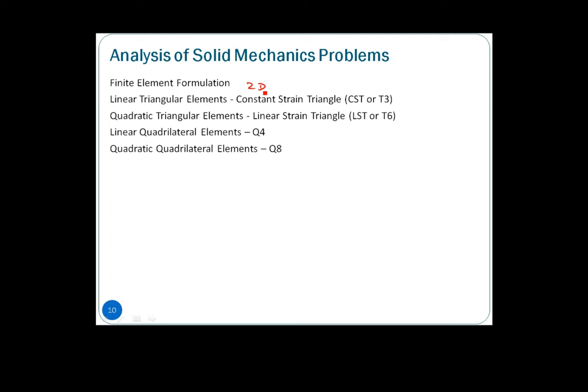We know that a linear triangular element has 3 nodes, right? Quadratic triangular has 6 nodes. So sometimes we call it T3, triangular 3, or triangular 6 for quadratic. So another name is CST and LST. The linear triangular element is a constant strain element.